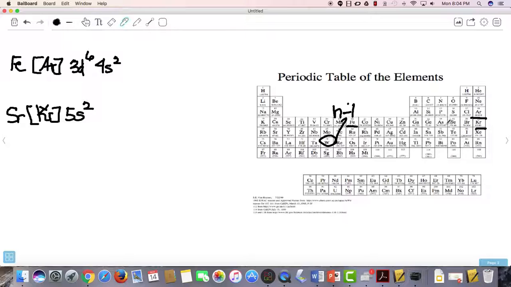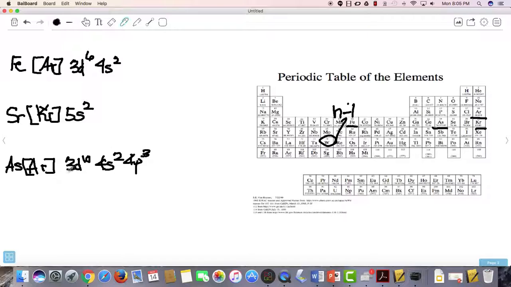Last one, let's write the noble gas configuration for arsenic. What noble gas comes immediately before arsenic? The noble gas is argon. So we'll put argon in brackets, and we will do everything after argon. We stop here at argon, and pick up here with 3d10, 4s2, and 4p3.